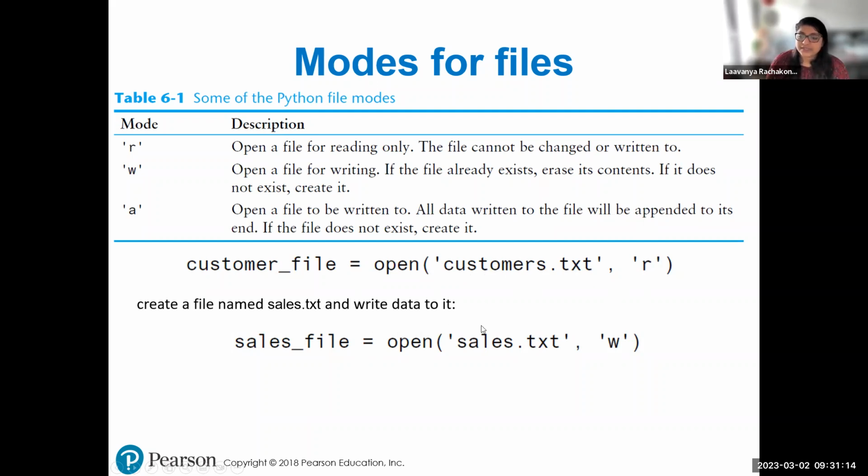Let's look at this second example, that is sales file is equal to open, sales.txt, comma W. That is basically you are trying to open the file sales.txt in the write mode. So basically you are creating a new file, or if sales.txt already exists on your computer and it has some existing data in it, the data will be erased and whatever new data you write to that file will be present. The sales file and the customer file are the file objects which are associated with sales.txt and customers.txt respectively.